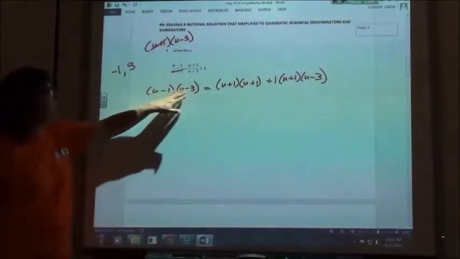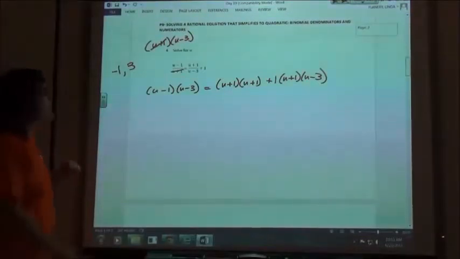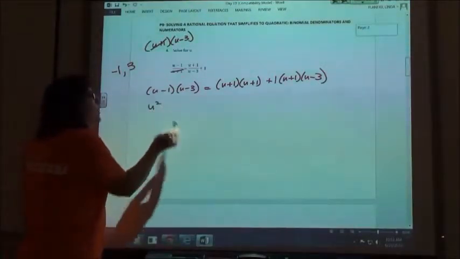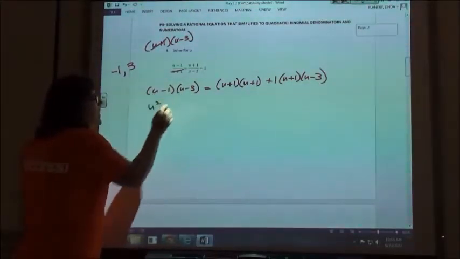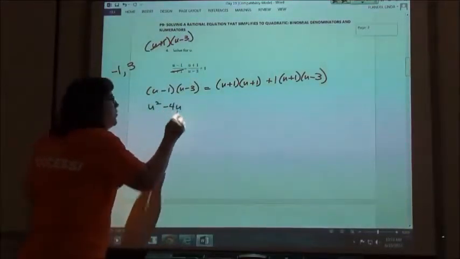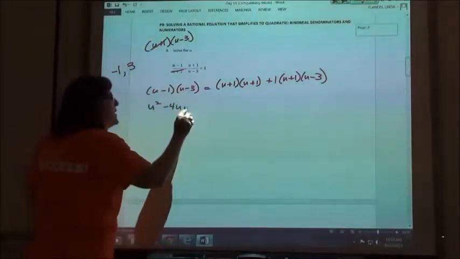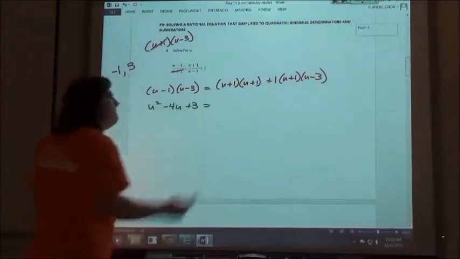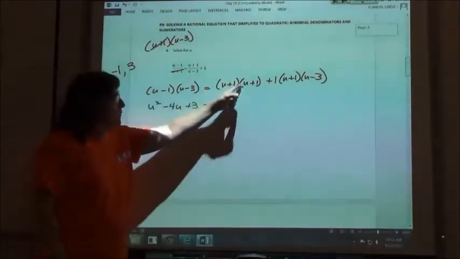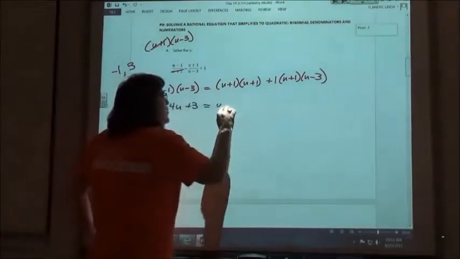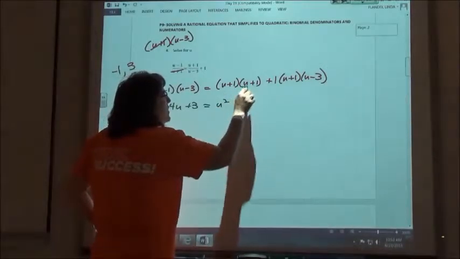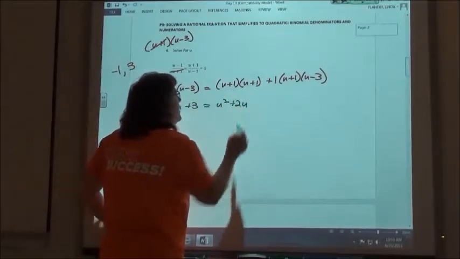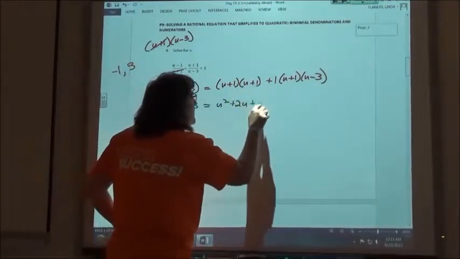So foiling out the u minus 1 times the u minus 3, I'm going to have u squared. Negative 3u plus negative 1u is negative 4u. And then negative 1 times negative 3 is a plus 3. Foiling out that one, I'm going to have u squared. 1u plus 1u is 2u in the middle. And then 1 times 1 is 1.